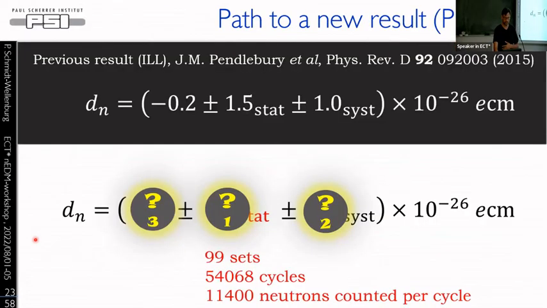So that's the statistics. In total, we had 100 sets, a set with something like 2 days of measurement. And this means 55,000 cycles, each cycle on average 11,400 neutrons. So something like 5 million neutrons. That was a question before, I think.